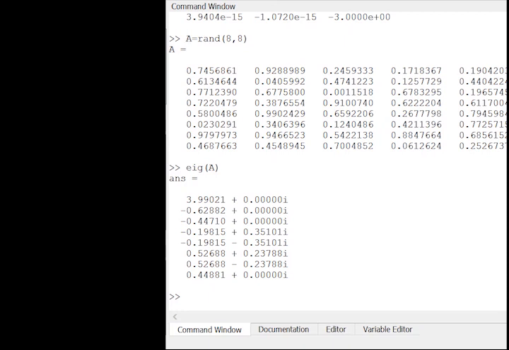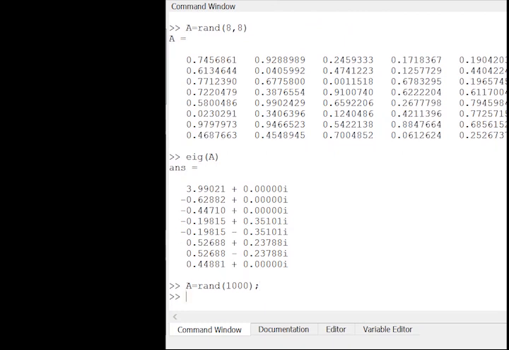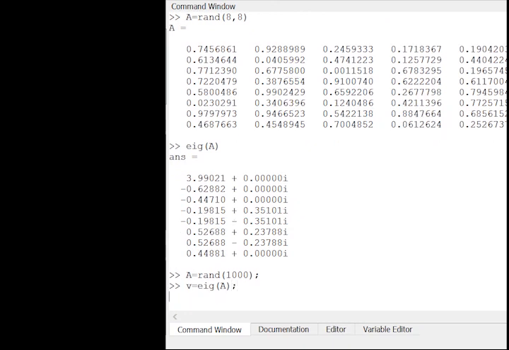You can calculate the eigenvalues and eigenvectors of very large matrices indeed. Let's do A equals rand(1000). So that's a 1000 by 1000 matrix with 1 million entries. That didn't take long to compute. Now I will compute its eigenvectors, V. I'll put a semicolon because I don't actually want to see the eigenvalues. How long does that take? It's computing. It's done. Took a couple of seconds on my laptop.